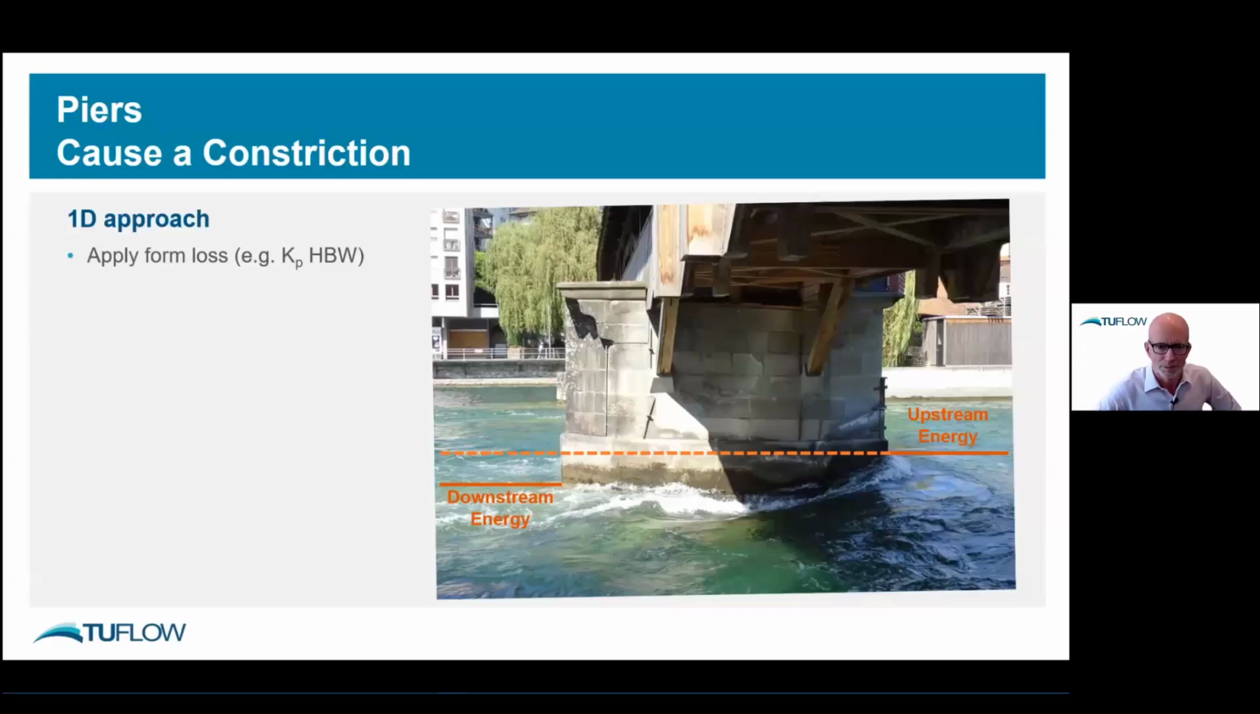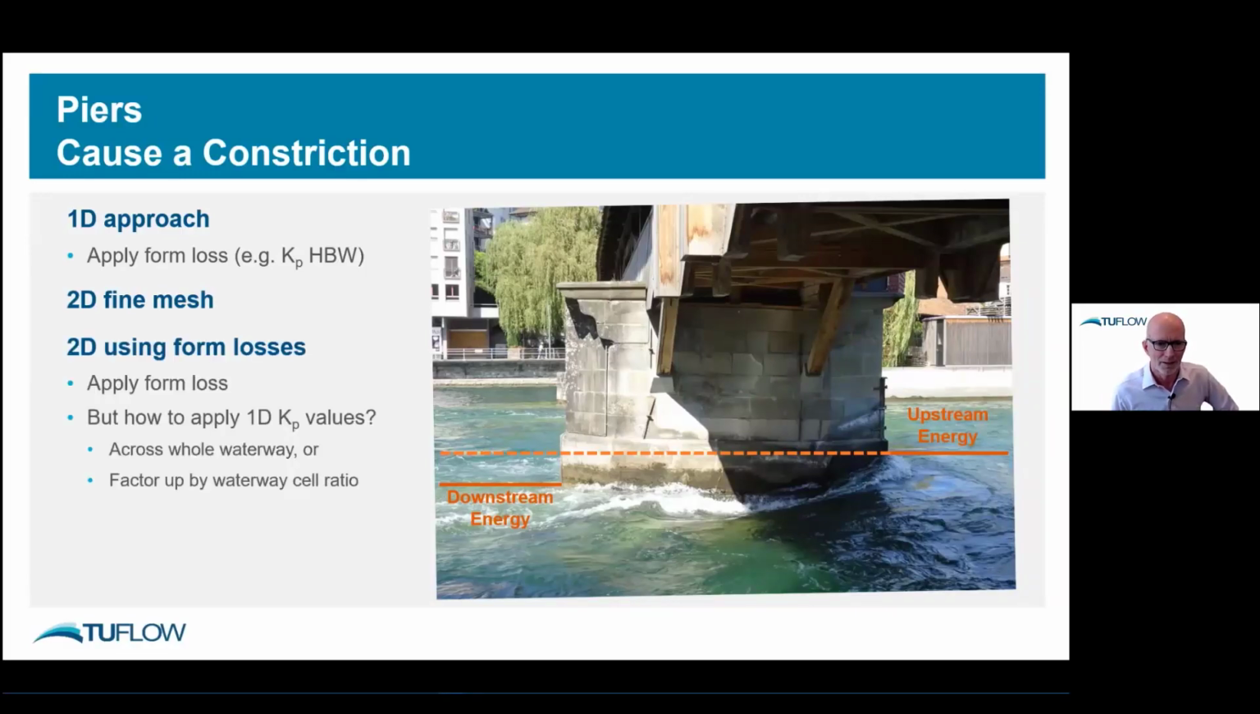Now, the 1D approach to modeling a pier is pretty straightforward. Most people have done this. You get your KP value from hydraulic waterways or some other source, and you simply apply an energy or form loss to that bridge structure. But if you move into the 2D world, you've really got two options. One is to just make a really fine mesh, and that's great if you can do that. We'll have a look at that. But the other approach is to use form losses.